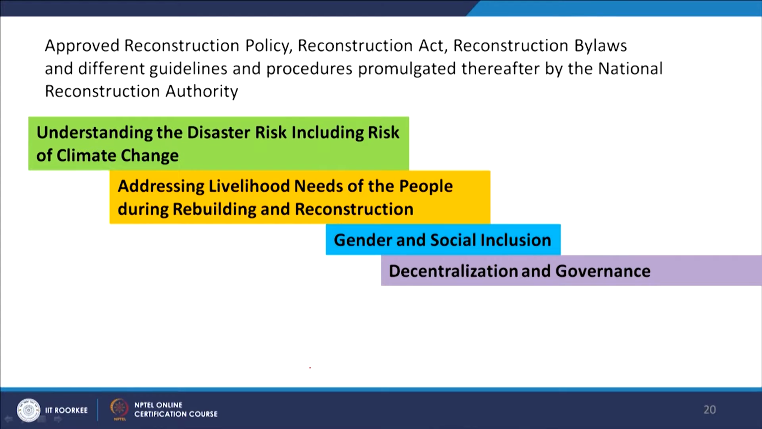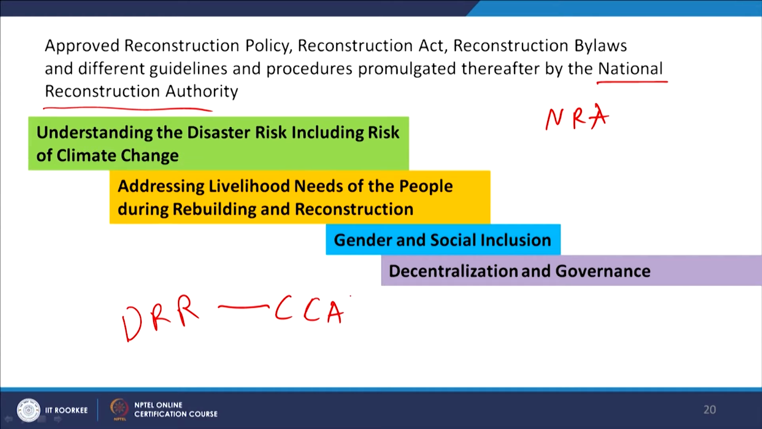Then approved reconstruction policy, Reconstruction Act, reconstruction bylaws, or different guidelines and procedures. So that is where the NRA, the National Reconstruction Authority, brings 4 important concerns, because whether through the policy, the act, or the reconstruction bylaws, they are talking about 4 important concerns. One is understanding the disaster risk, including the risk of climate change. You need to link climate change and DRR.